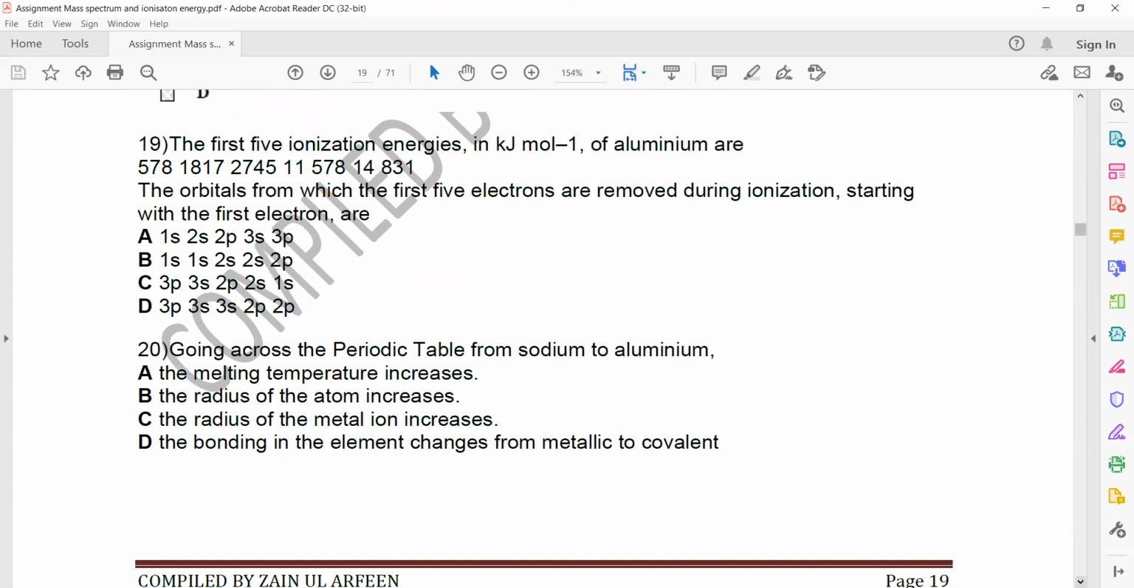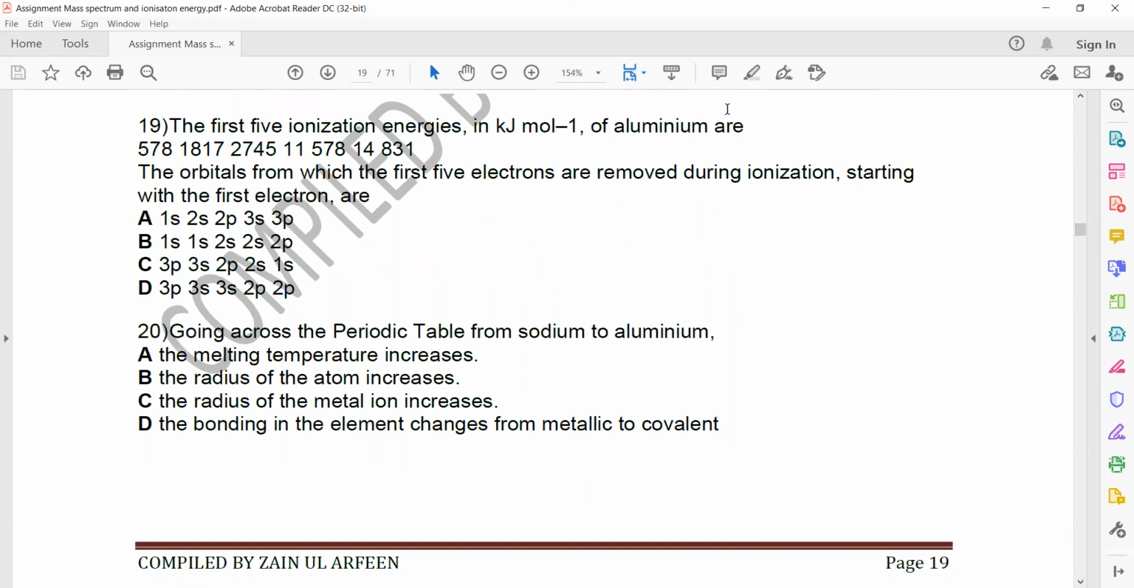The first five ionization energies of aluminium are shown. The orbital from which the first five electrons are removed during. So first we have to write the electronic configuration of aluminium, which is 13. So it will be 1s2, 2s2, 2p6, 3s2, 3p1.